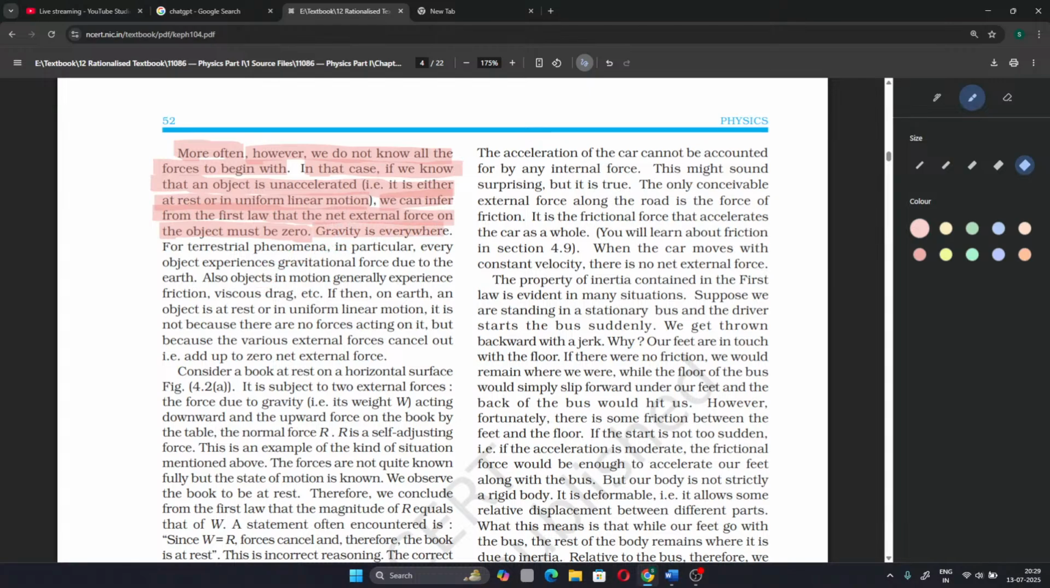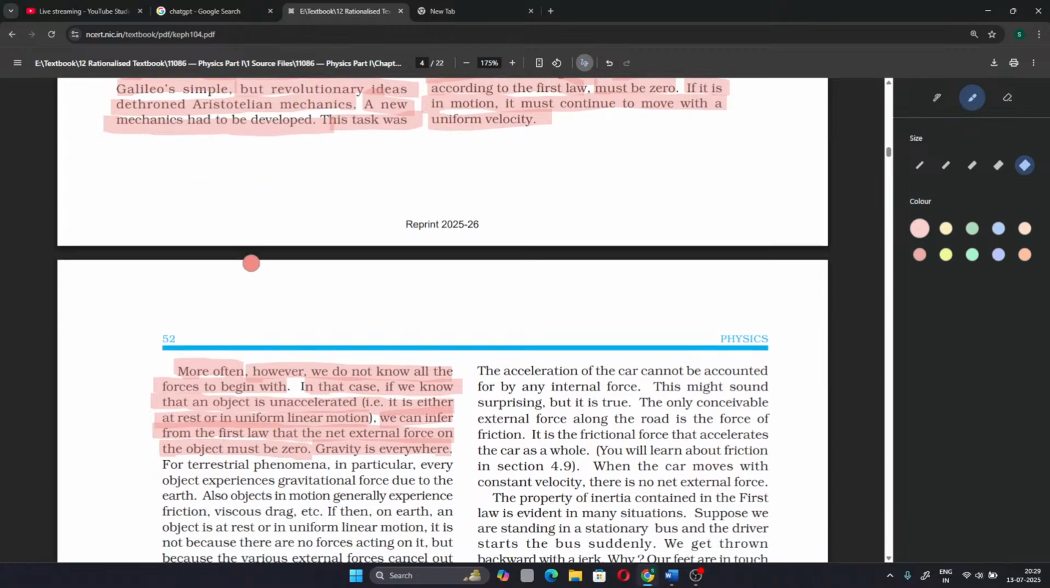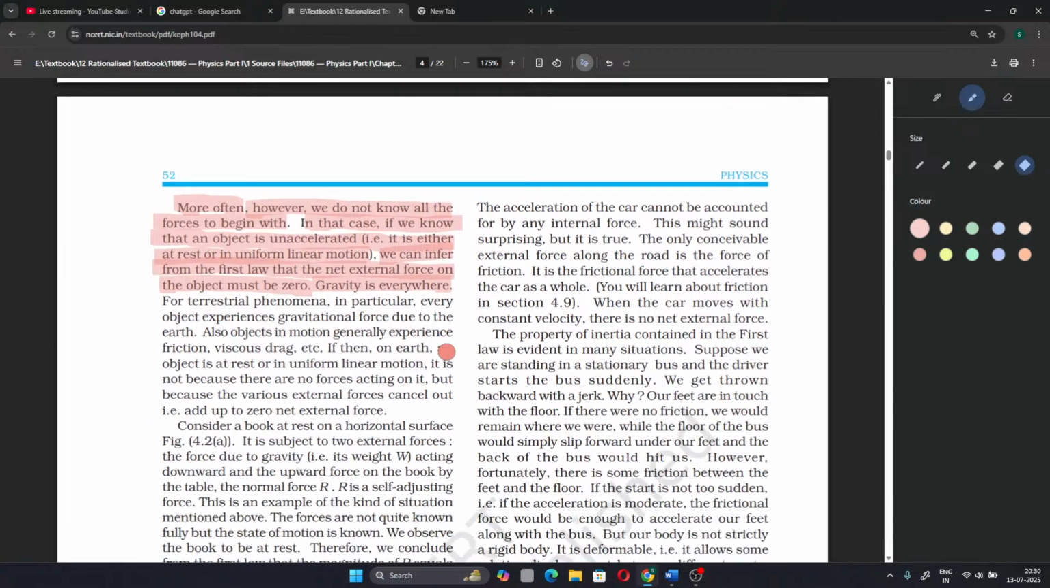Gravity is everywhere. Even in interstellar space, there will be gravity, but gravity is already a very weak force. The weakest force in nature is gravity. So when the distance is very far, the force is almost negligible. So that is why, even though in reality there is no place where there is actually zero net force, there is always a force, but the total force is very negligible, very small.